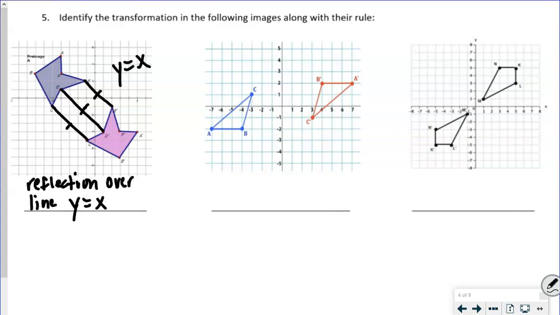So our next one, again, we're going to connect our vertices. So we're going to connect B to B prime. That's not a very straight line, but y'all get it. C to C prime. Oh, they crossed. So we know that this is going to be a rotation, right? So this is going to be a rotation.